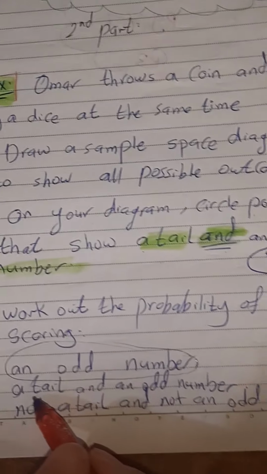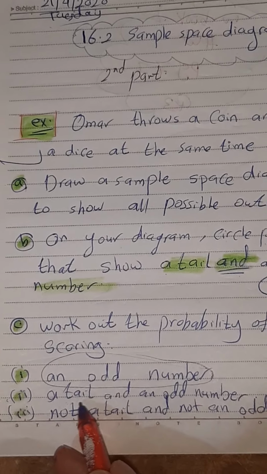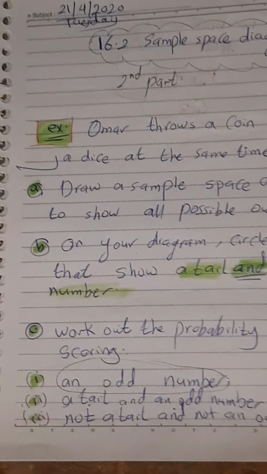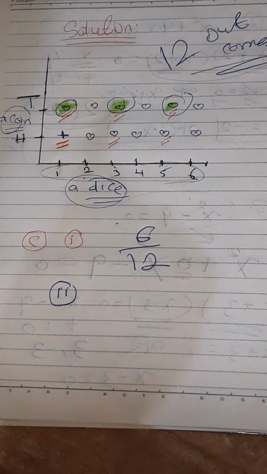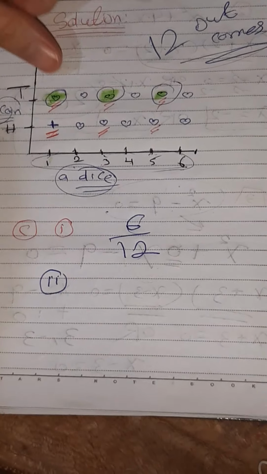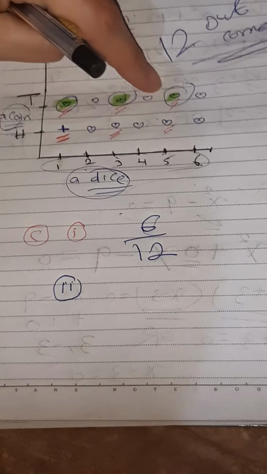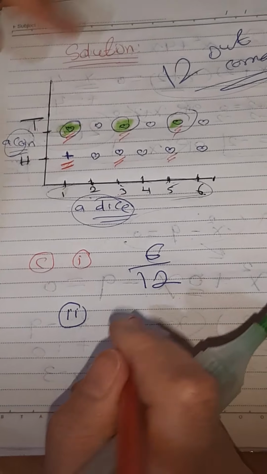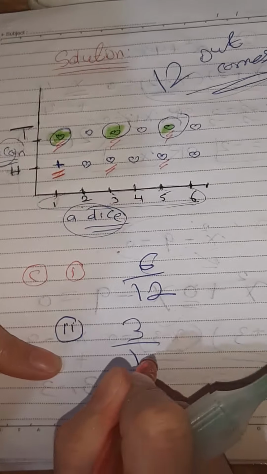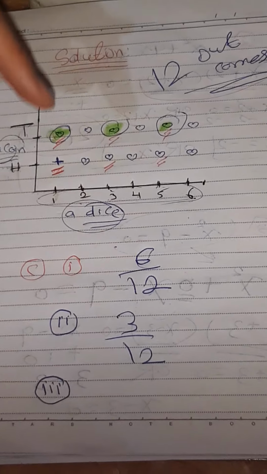Now for the second one, here we have a tail and an odd number. That means two conditions: you have a tail and an odd number. Here, where is tail and odd number? Here the red hearts, the green hearts. This is tail and odd. So there are 3 outcomes from 12 outcomes. 3 out of 12.